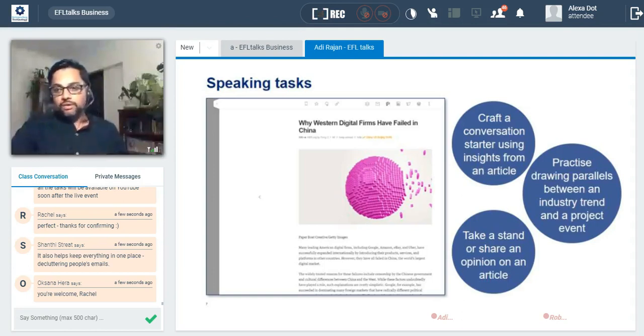Some of the other activities are drawing parallels between an industry trend, something you've picked up from your reading, and a project event. So again, are you able to weave in insights from reading into business conversations? And finally, this one's more conventional: take a stand or share an opinion on an article.